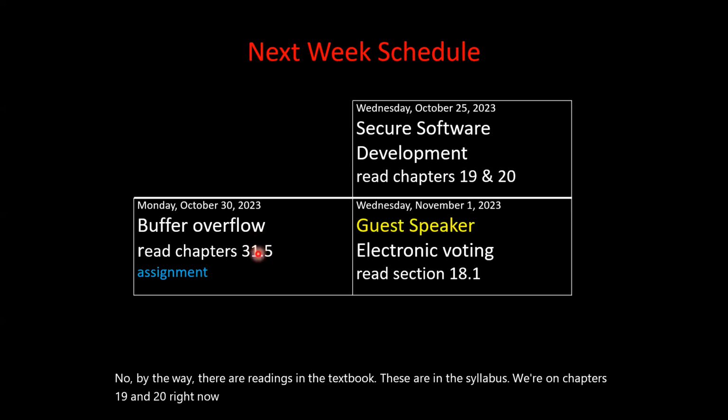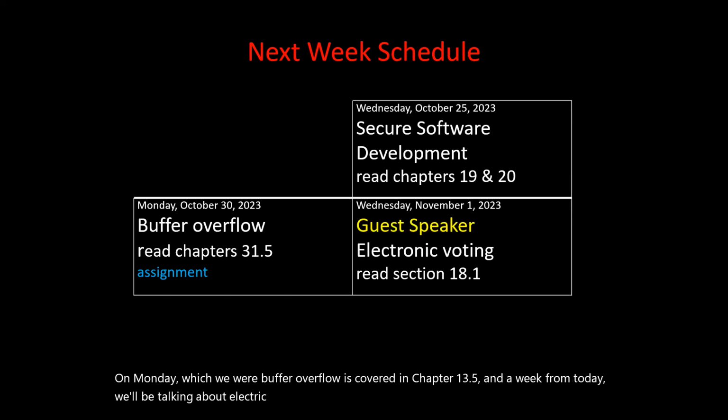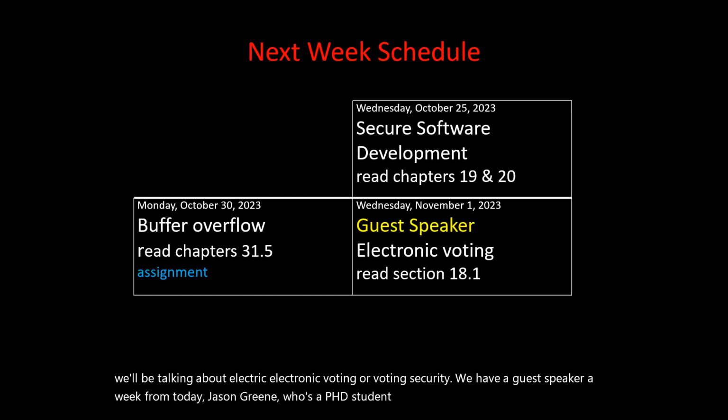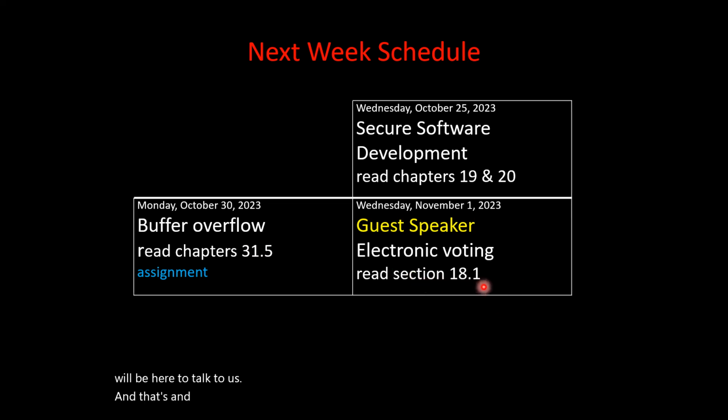On Monday, we'll talk about buffer overflow, which is covered in chapter 13.5. And a week from today, we'll be talking about electronic voting or voting security. We have a guest speaker a week from today, Jason Green, who's a PhD student working in the area of election security, and will be here to talk to us. And also read section 18.1 of the textbook.